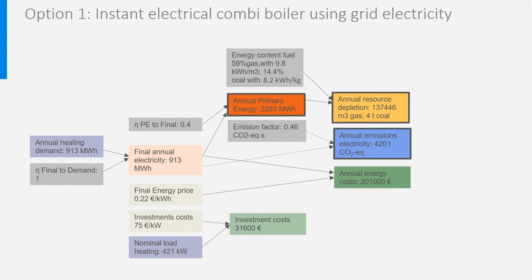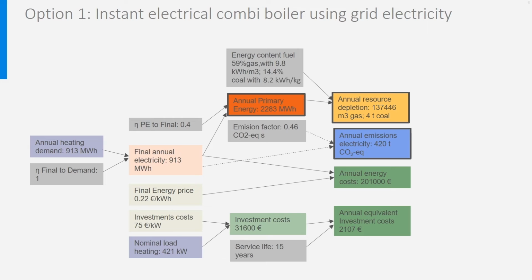The investment cost of an electrical boiler was believed to be €75 per kilowatt, which brings us to the total investment cost of 421 times 75, which is €31,600. Finally, the service life of a boiler is 15 years. So the annual equivalent investment costs are 31,600 divided by 15, which is €2,107, by which the total energy costs are €203,107.